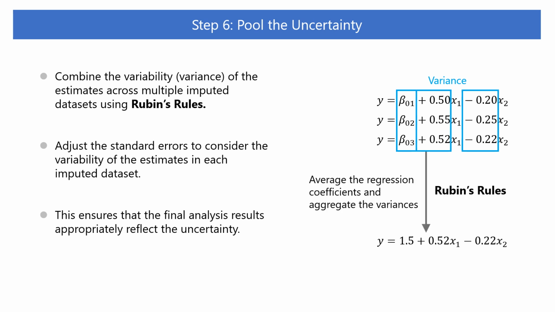After averaging the regression coefficients and aggregating the variances across all datasets, we obtain this final regression equation. By using this pooled regression equation to generate predictions, we can make reliable final estimates that incorporate the uncertainty caused by the missing data. In the next section, we will see how to implement these processes by Python.